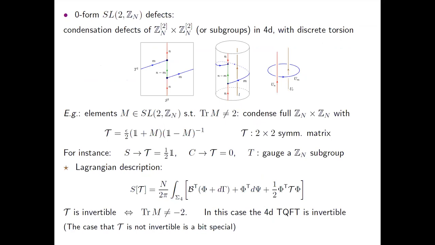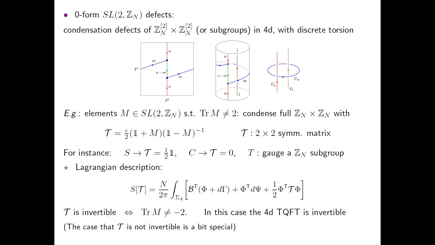Now, as I said, this theory also has SL(2,Z_N) symmetry that acts on it, and so there should be codimension one defects for it. And in fact, there are. This can be constructed as condensation defects of this two-form symmetry. In other words, you take a four-dimensional submanifold, and on this four-dimensional submanifold, you gauge this two-form symmetry, or possibly a subgroup of it, and possibly with discrete torsion. And in fact, if you study the possible subgroups and discrete torsion, you realize that there are exactly as many as the elements of this group here.